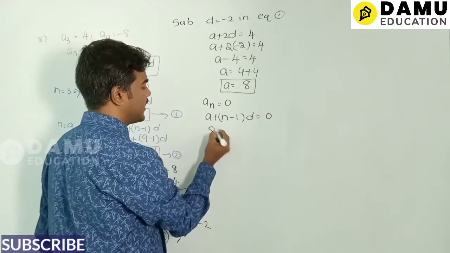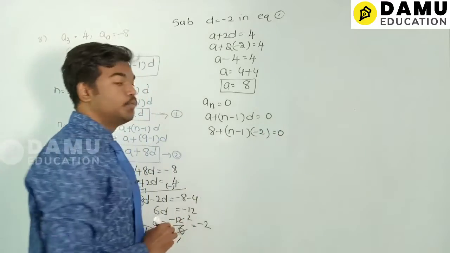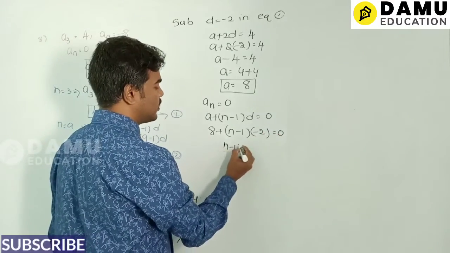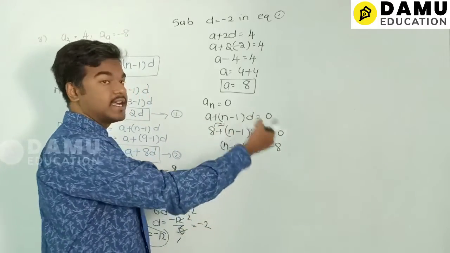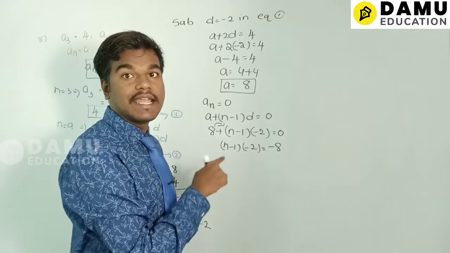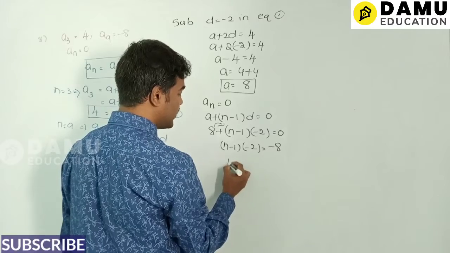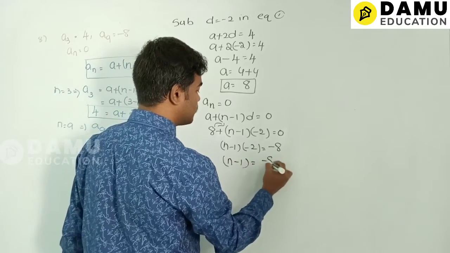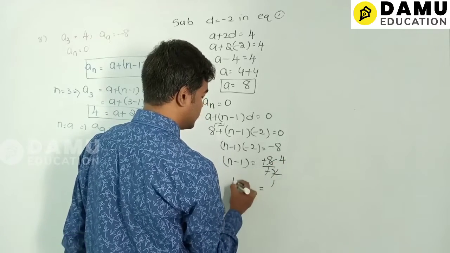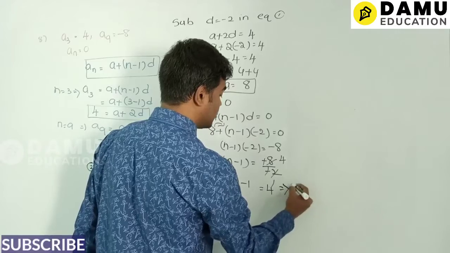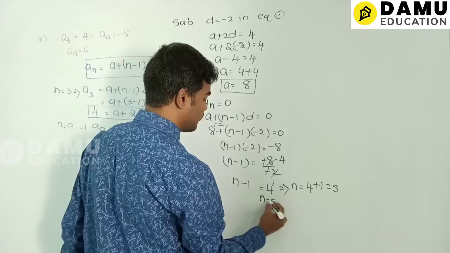So a we know is 8, plus n minus 1 into d, where d is minus 2, will be equal to 0. So now n minus 1 into minus 2 will be equal to minus 8. This 8, if you shift to the right side, will become minus 8. So n minus 1 will be equal to minus 8 by minus 2. Minus minus will cancel. Two fours are 8. Then n minus 1 will be equal to 4. That is, n is equal to 4 plus 1, that is 5. So n is equal to 5.